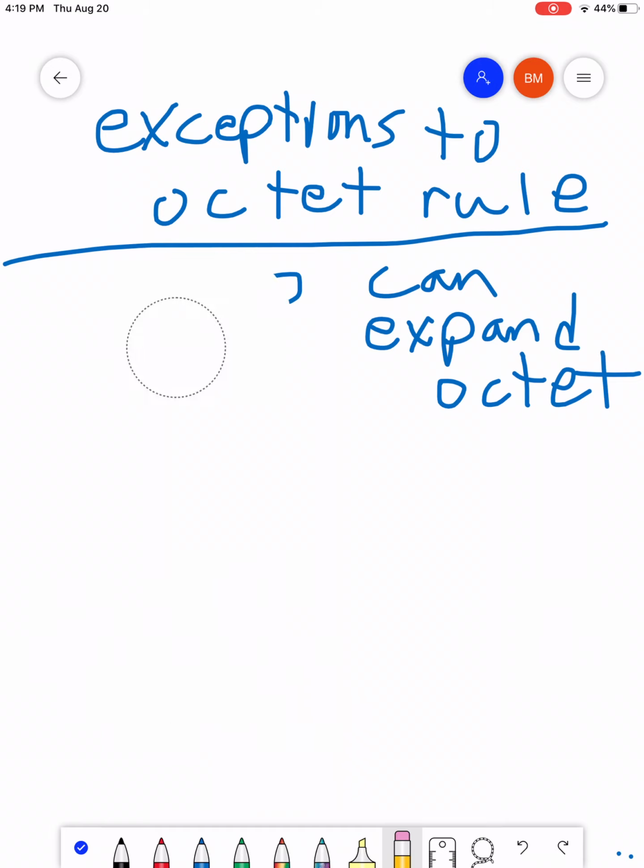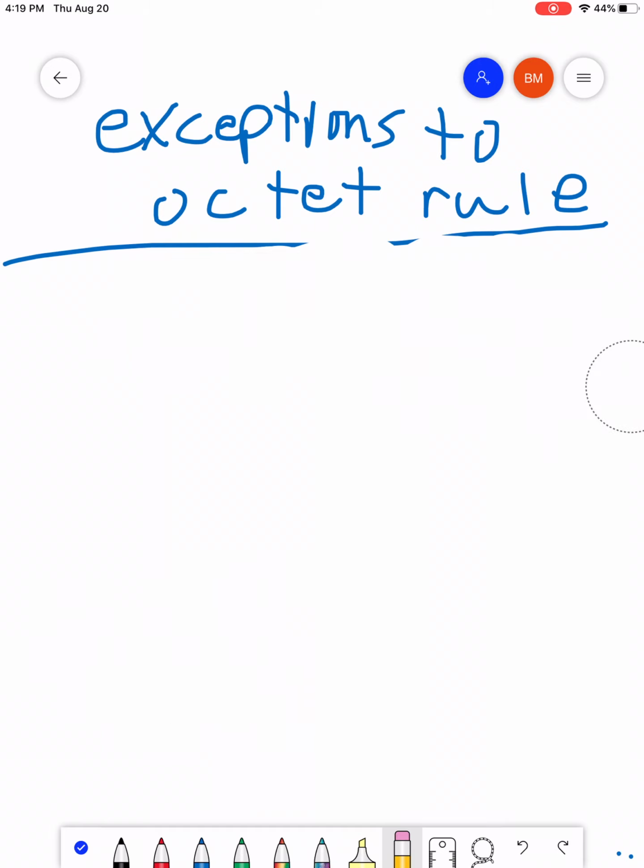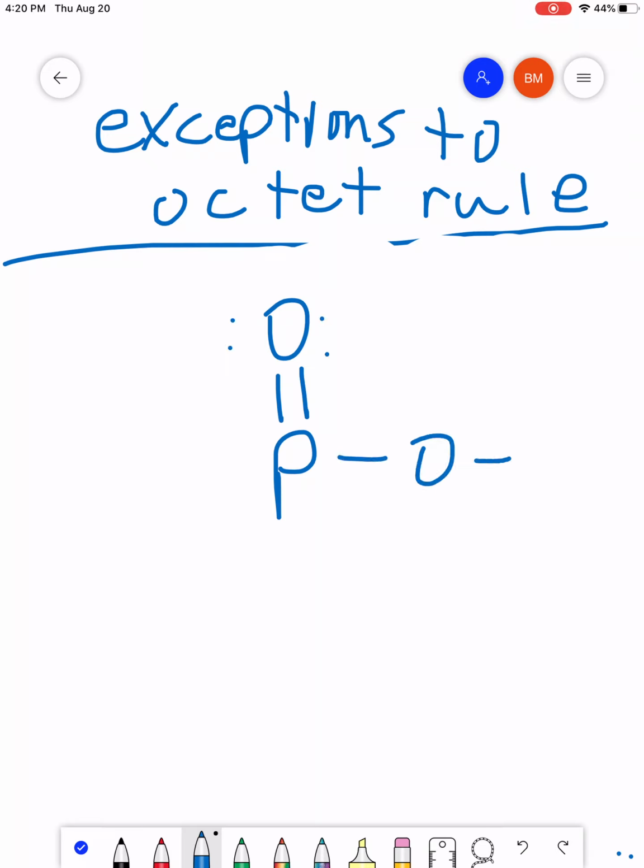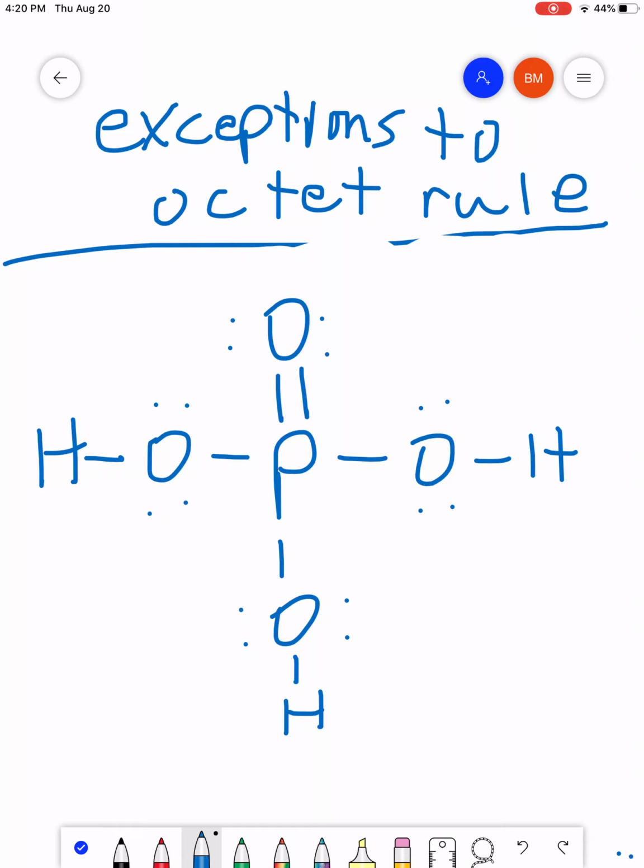Phosphorus is also another one that we'll use. We'll use phosphorus a bit, especially in organic two, when we get to something called the Wittig reaction. But for now, I just want you to be aware that it also can expand its octet. This is another acid that you may have heard of. This is phosphoric acid. And you can see phosphorus here has 2, 4, 6, 8, 10 electrons in its outer shell.